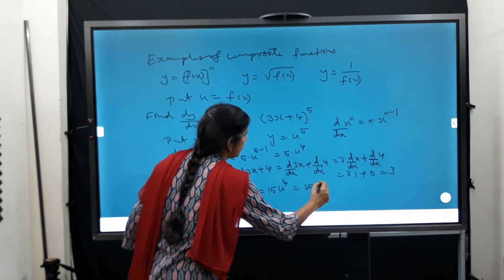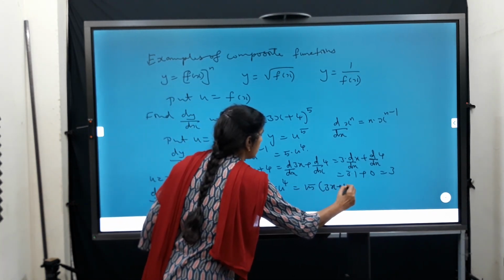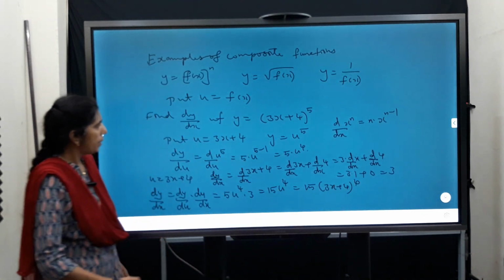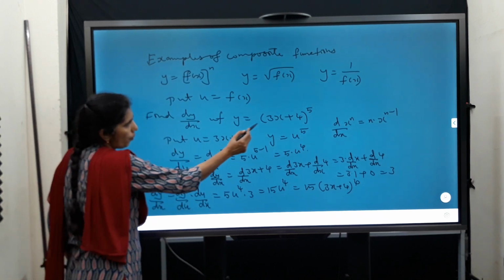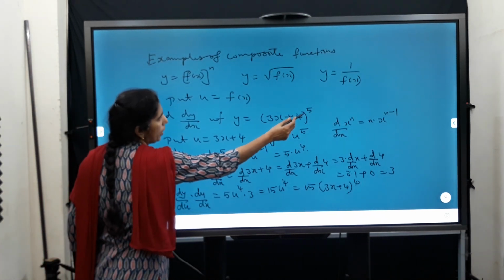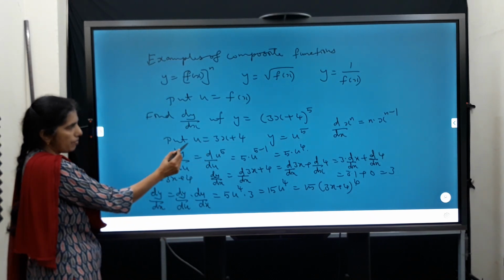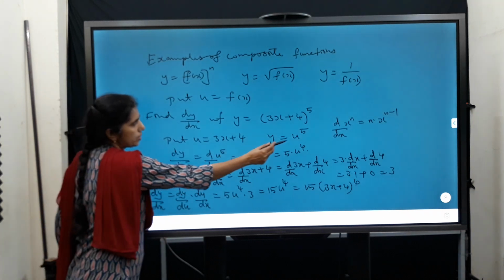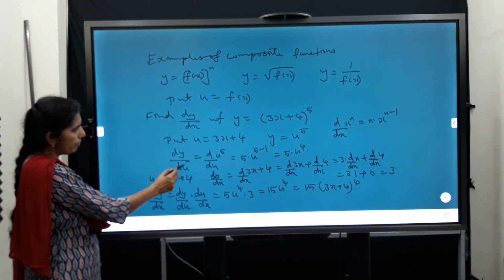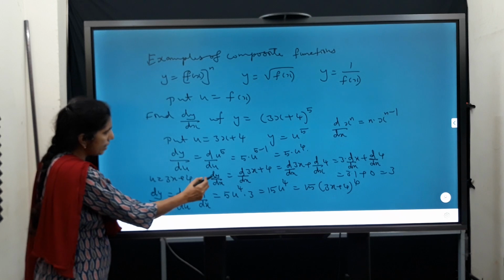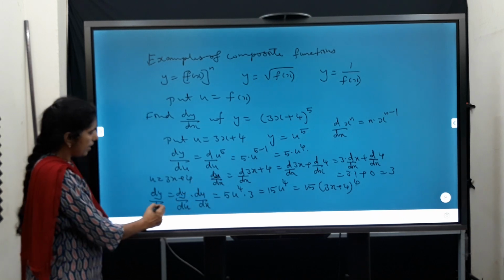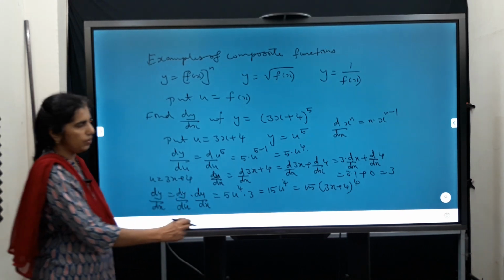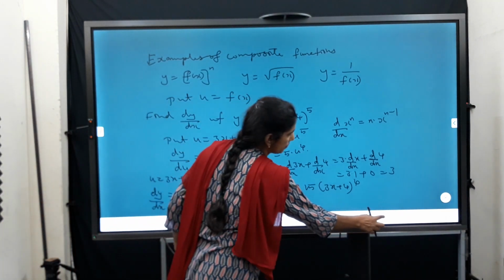So it is equal to 15 into 3x plus 4 raised to 4. So please look at it once more. When you have y equal to 3x plus 4 raised to 5, such a function, we put u equal to 3x plus 4 and y equal to u raised to 5. We find dy by du and du by dx. And then dy by dx equals dy by du into du by dx.